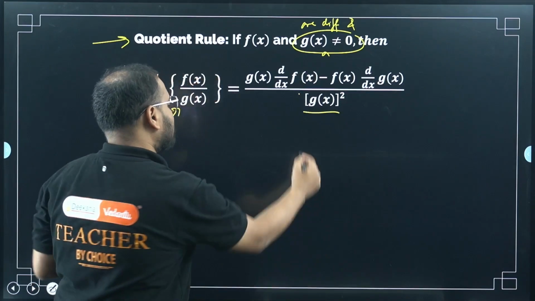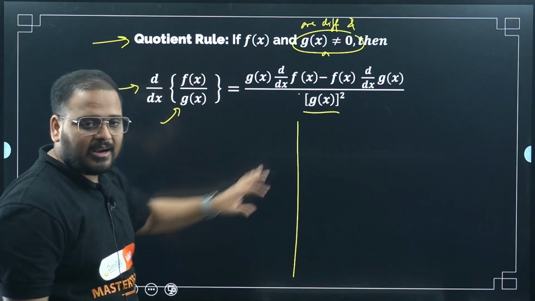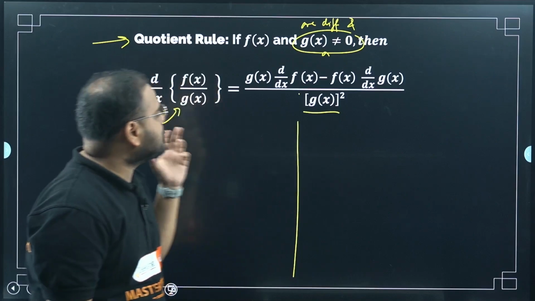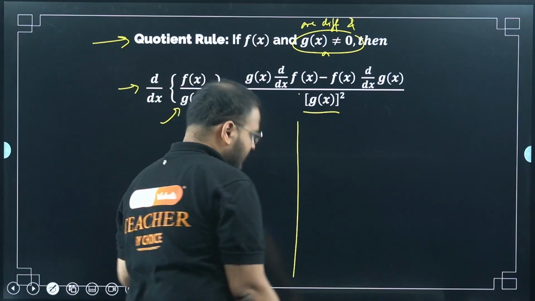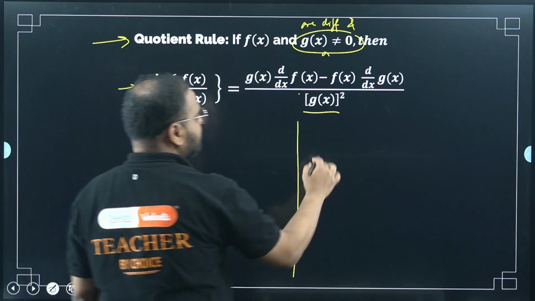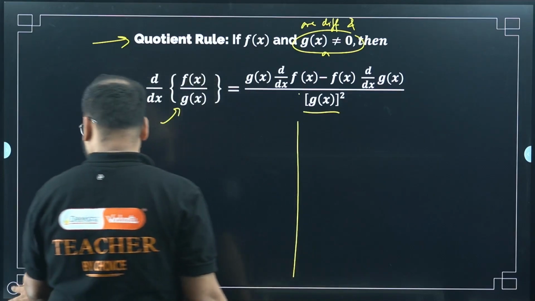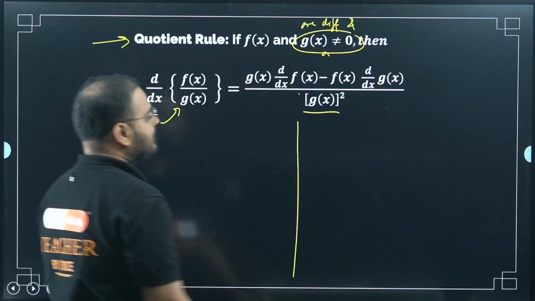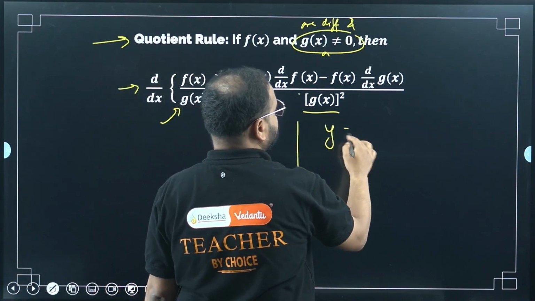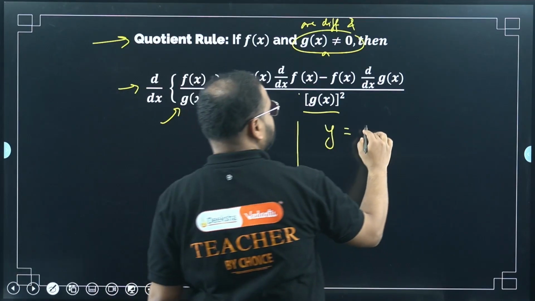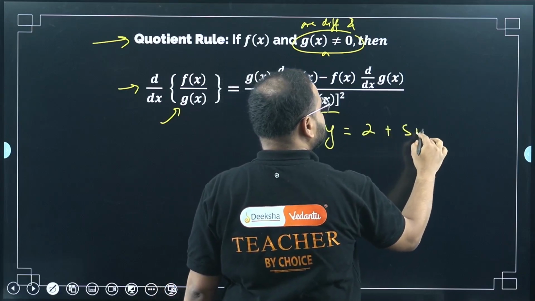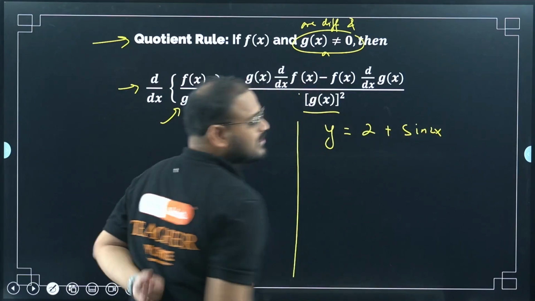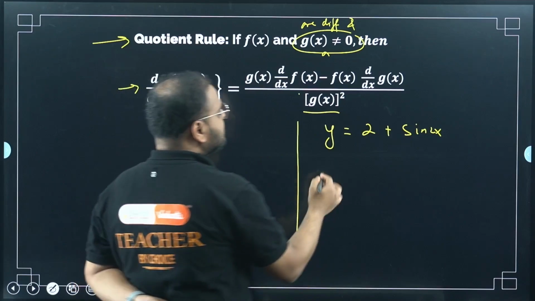Now let's look at some examples. I'll tell you the rules again later, but let's look at some examples first. For this one, we'll look first at the sum or difference of two functions. So if I have a function y given as, let's say, 2 plus sin 2x, then how will you solve this?